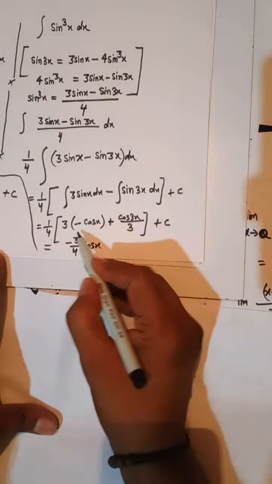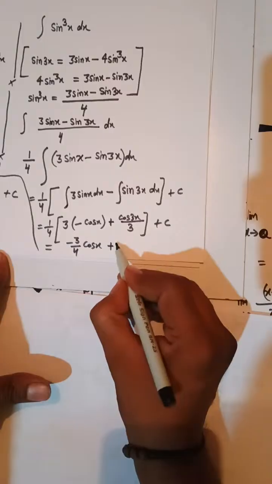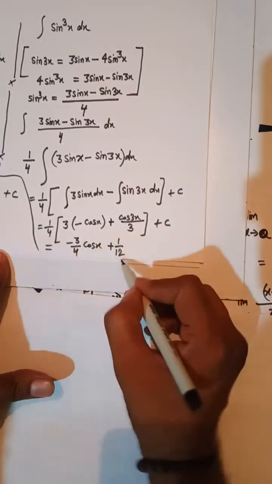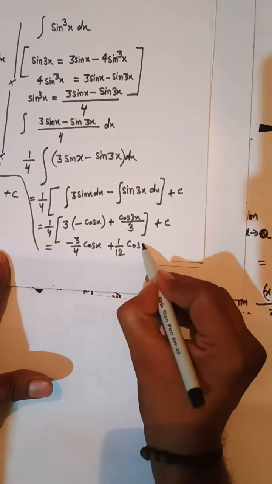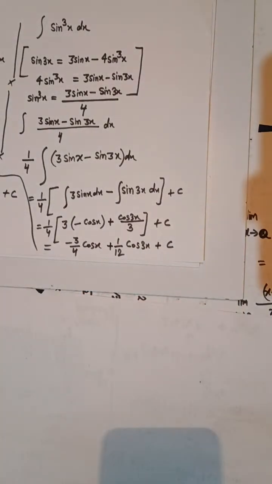Yeah, so here minus and then plus 1 by 12, 3 into 4 is 12, and then cos 3x plus c. And this is our solution of that integration. That is, integration of sine cube x dx will give you minus 3 by 4 cos x plus 1 by 12 cos 3x plus c. This is the solution of the sine cube x dx integration.